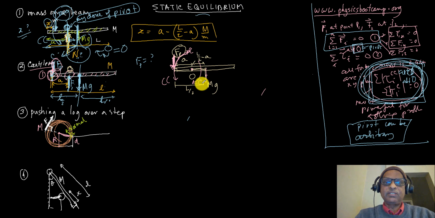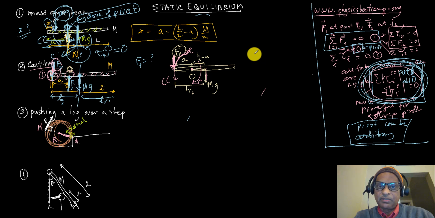Okay, now that you understand the direction, here it's going to be very similar. So I got FP times a has to be equal to mg times L over 2 minus a.